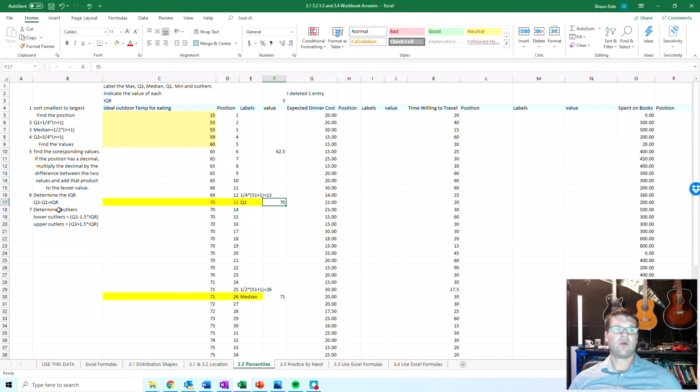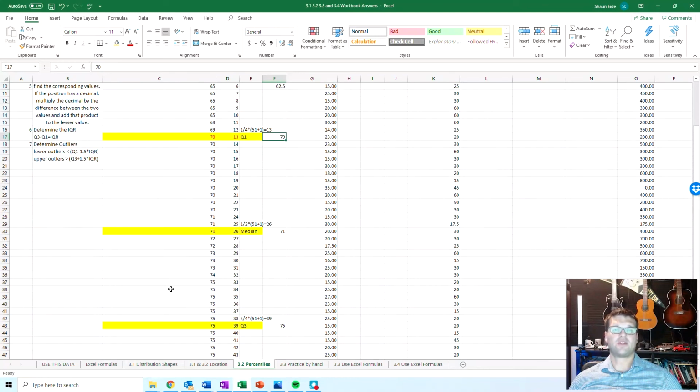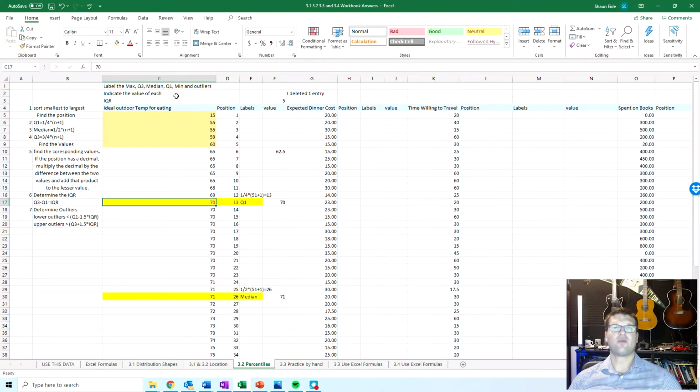The next thing that we're going to do is find the interquartile range. The interquartile range is when you take the value of Q3 and subtract the value of Q1. That's the range of the two quartiles in the middle. So we've got Q3, where the value is 75, and Q1, where the value is 70. So we do 75 minus 70, which gives you 5. So 5 is the value of the interquartile range. I put the interquartile range right there, which is 5.